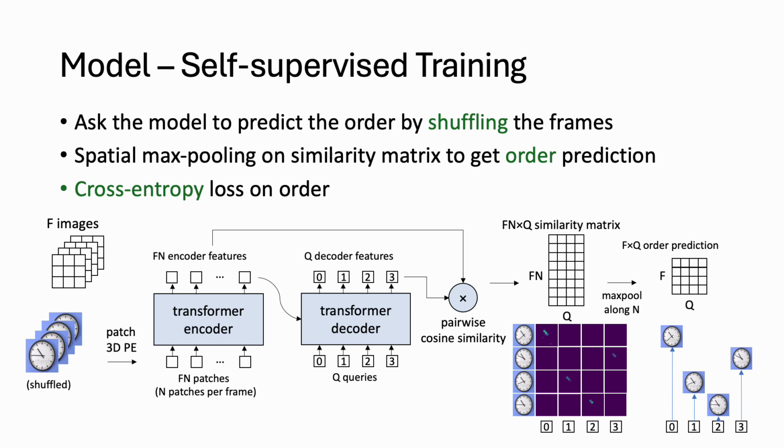During training, we simply shuffle the frames and train the model to predict the order. We perform spatial max pooling from the attribution map to get the order prediction, and the loss is simply a cross entropy on each query.